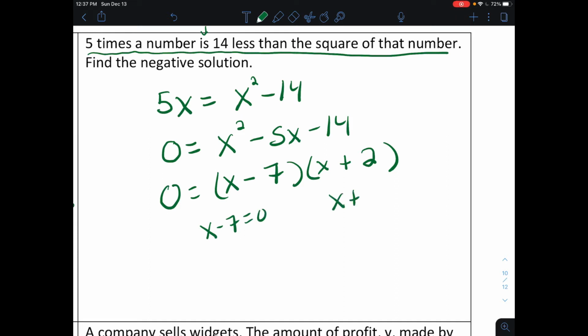So we have x minus 7 is equal to 0, and x plus 2 is equal to 0. We solve those two little math problems real quick. We get x is equal to 7, and then we subtract the 2 from the other side, and we get x is equal to negative 2.